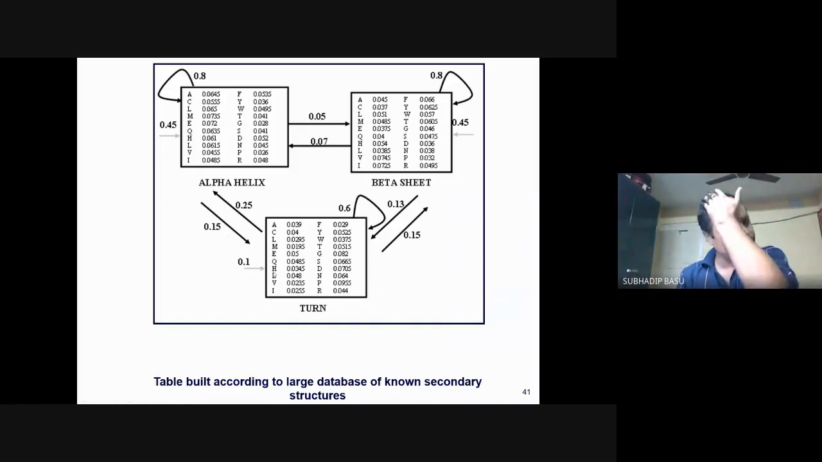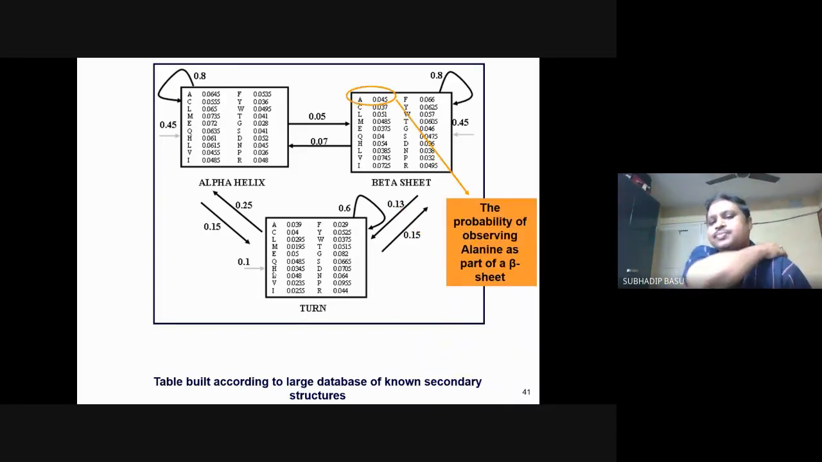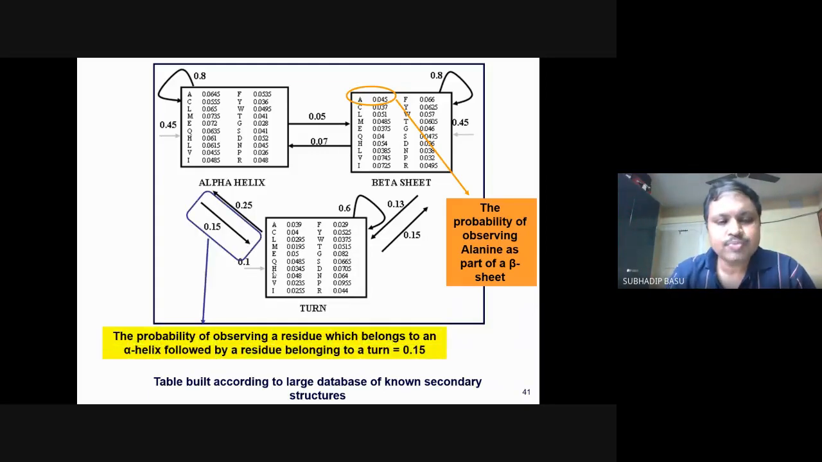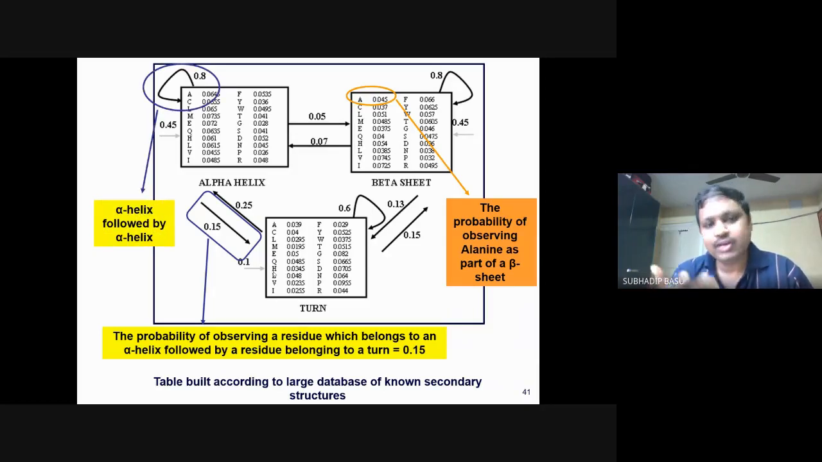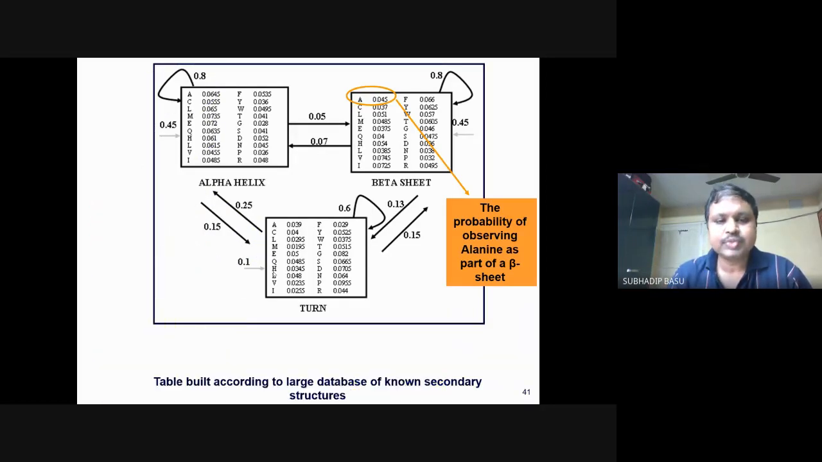Let's see again what it says. The probability of observing alanine as part of beta sheet is 0.05. The probability of observing a residue which belongs to alpha helix followed by a residue belonging to a turn is 0.15, that is 15%. And alpha helix followed by alpha helix is 80%.